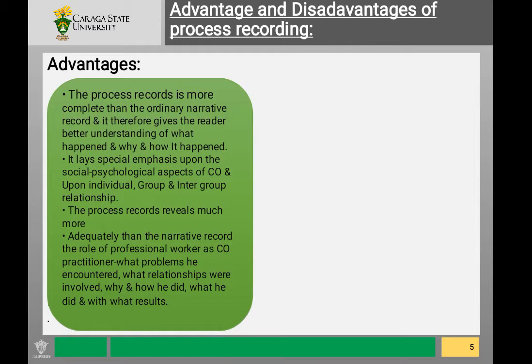It lays special emphasis upon the social and psychological aspects of community organizing and upon individual, group, and intergroup relationships. The process record reveals much more adequately than the narrative record the role of the professional worker as community organizing practitioner, what problems he encountered, what relationships were involved, why and how he did what he did, and with what results.